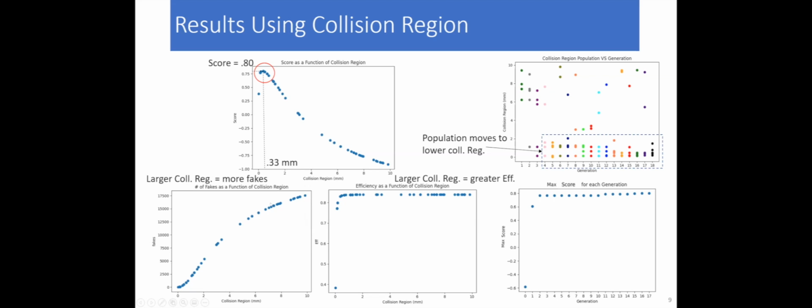This is a graph of the amount of fakes as a function of the collision region. You can see when the collision region is really small, you have a low number of fakes. But when the collision region is really big, you get a whole bunch of them. And for the efficiency, you see that too. When the collision region is really big, you get good efficiency, but with a really small collision region, you get bad efficiency.